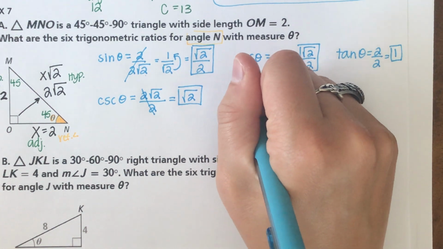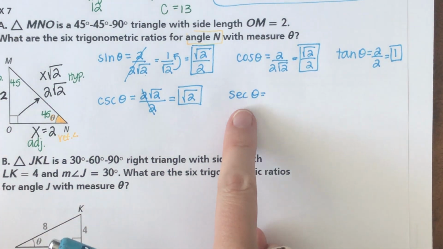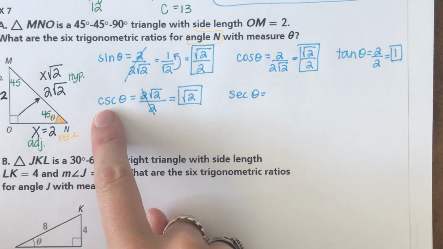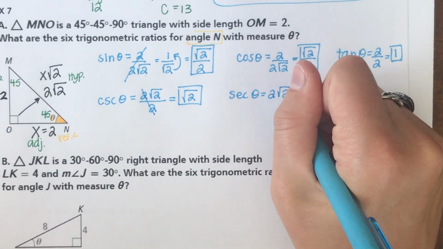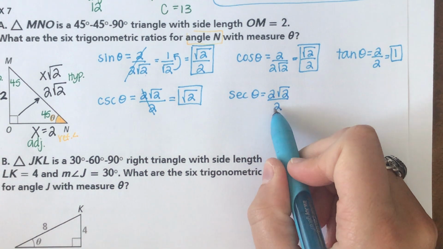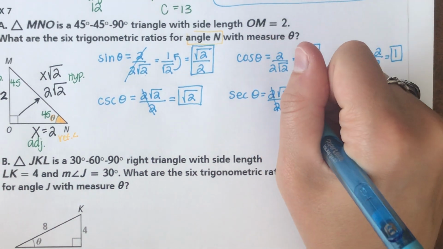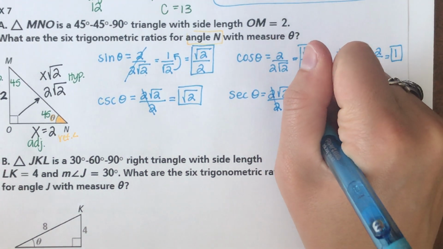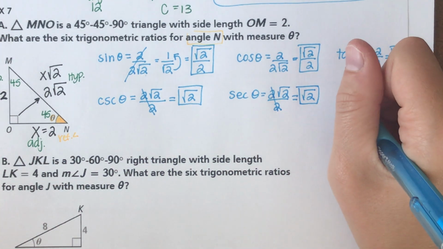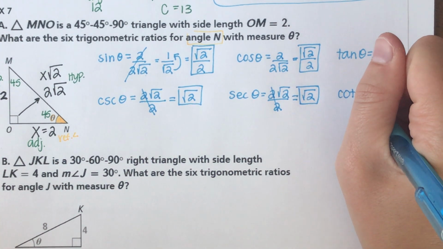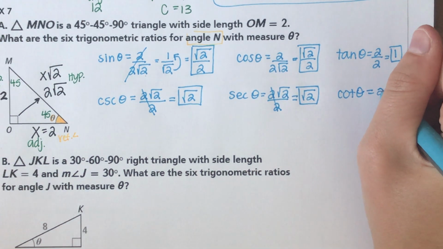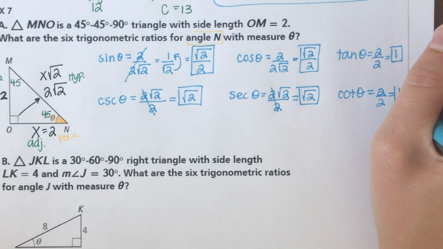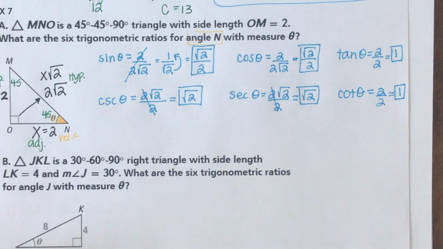For my secant, guess what, it is exactly the same as your cosecant, but I'll flip it just to show you. So it's 2 radical 2 over 2. My 2's on the outside cancel. I'm left with just a radical 2. And finally, my cotangent of theta, if I flip 2 over 2, guess what? I get 2 over 2 again. Okay, and there are your 6 trig functions.